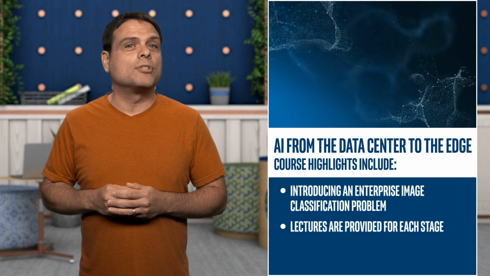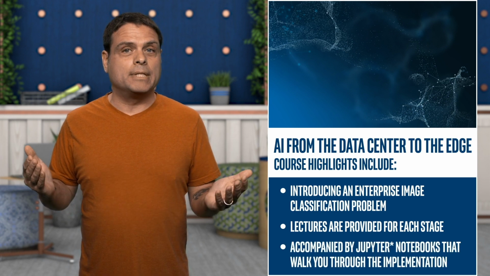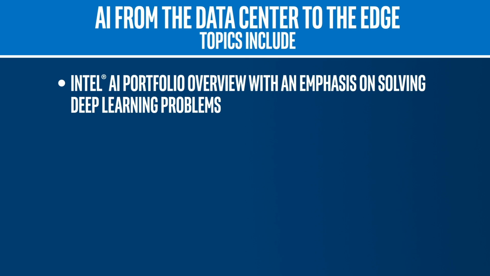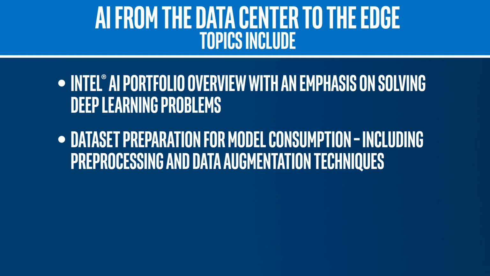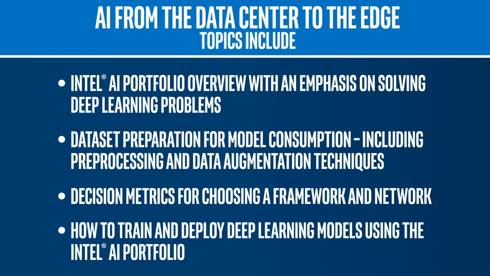The course uses an enterprise image classification problem and provides lectures for each stage in the process. It's accompanied by Jupyter notebooks that walk you through the implementation. Topics include an overview of Intel's AI portfolio with an emphasis on solving deep learning problems, dataset preparation for model consumption, including pre-processing and data augmentation techniques, decision metrics for choosing a framework and network, and how to train and deploy deep learning models using the Intel AI portfolio.